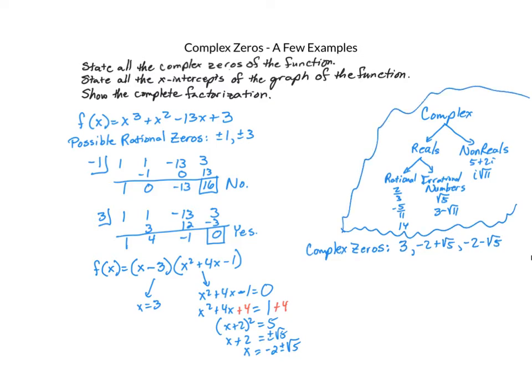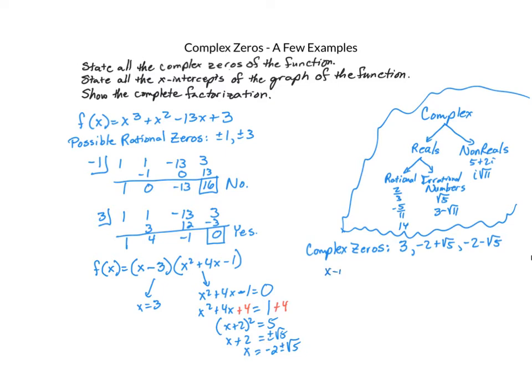So one of the zeros was rational and 2 of them were irrational, but still all 3 are real. And of course, that means they are also complex. Let's go on. State the x-intercepts of the graph of the function. If the zeros are real, they are also x-intercepts.